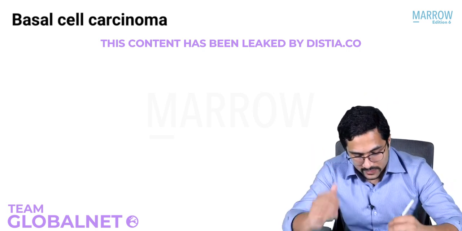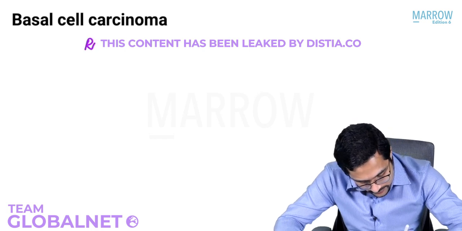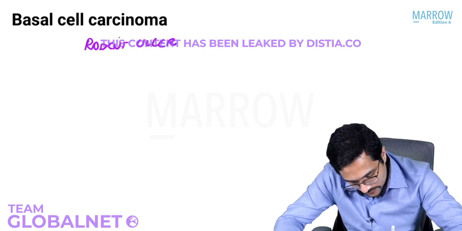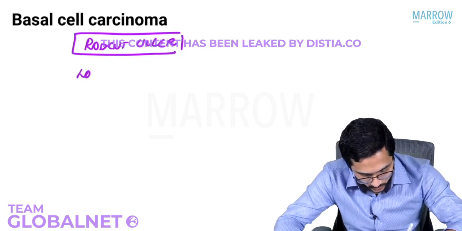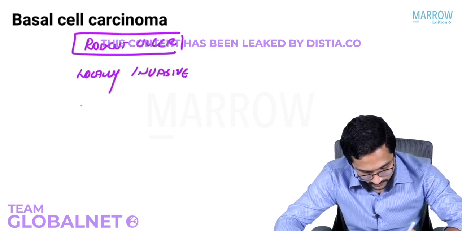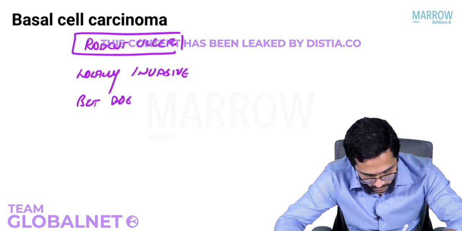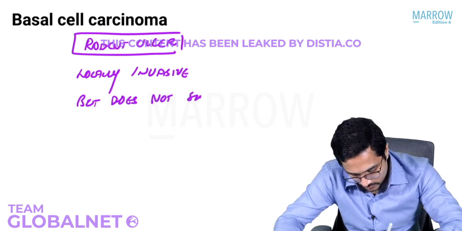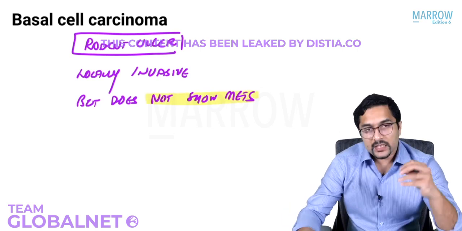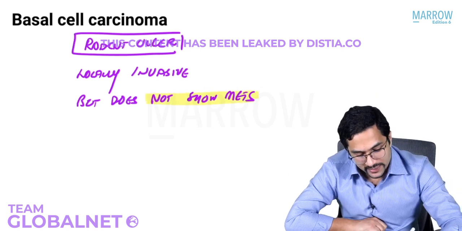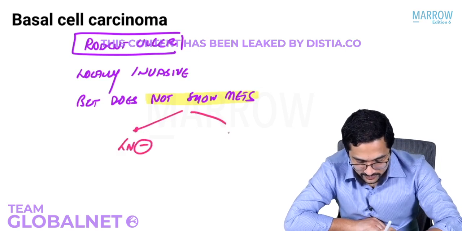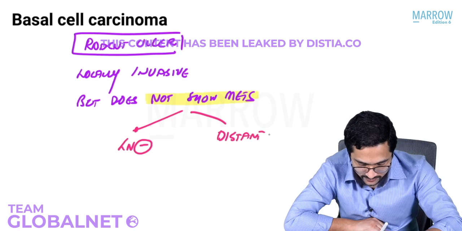So basal cell carcinoma is also known as a rodent ulcer, because this lesion is locally invasive. It is locally invasive but does not show metastasis. That is the unique feature about this lesion. It just burrows locally. It does not show metastasis, and that is why lymph nodes are usually absent and distant mets are also absent in these patients.